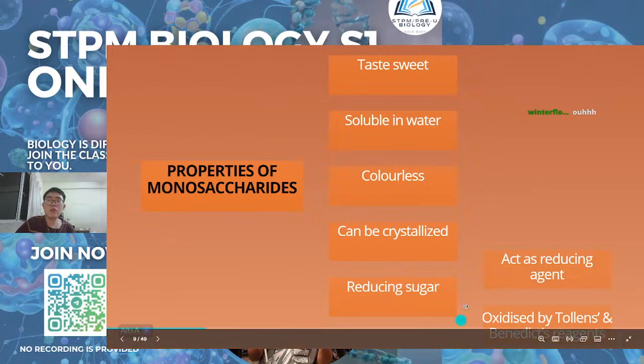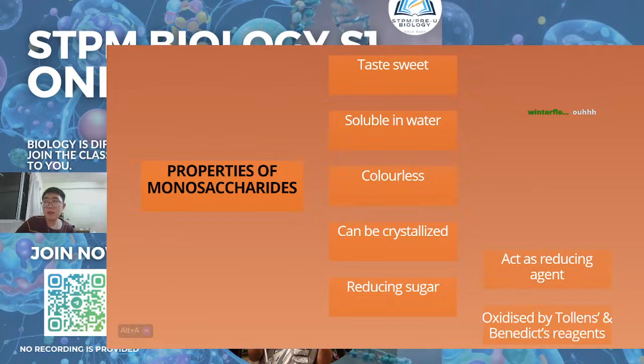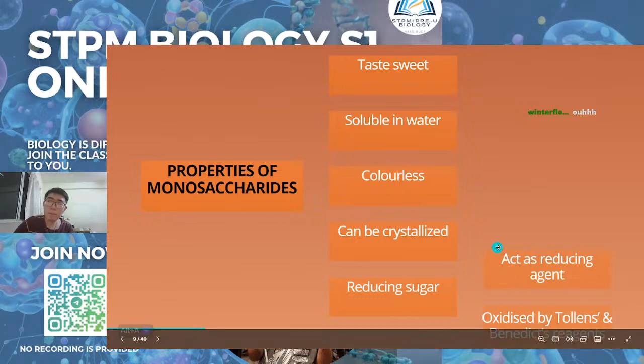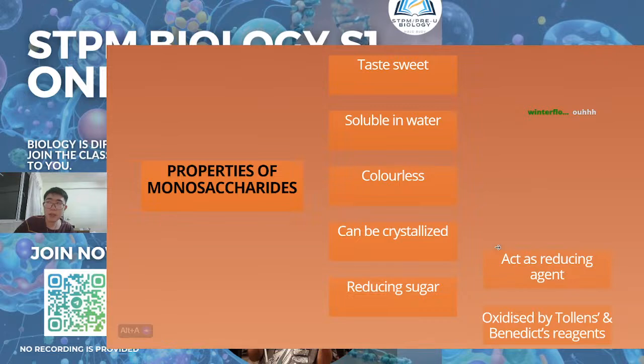Crystalline. And also it acts as a reducing sugar, meaning it can be oxidized by Tollens and Benedict reagent. I think Sem 3 you are a bit familiar with this, because in Sem 3 you will learn about Tollens and Benedict reagent. But in biology now, you only learn Benedict reagent, right? Meaning you can form a brick red precipitate, right? Copper 2 ion will be reduced and precipitate as copper 1 ion.